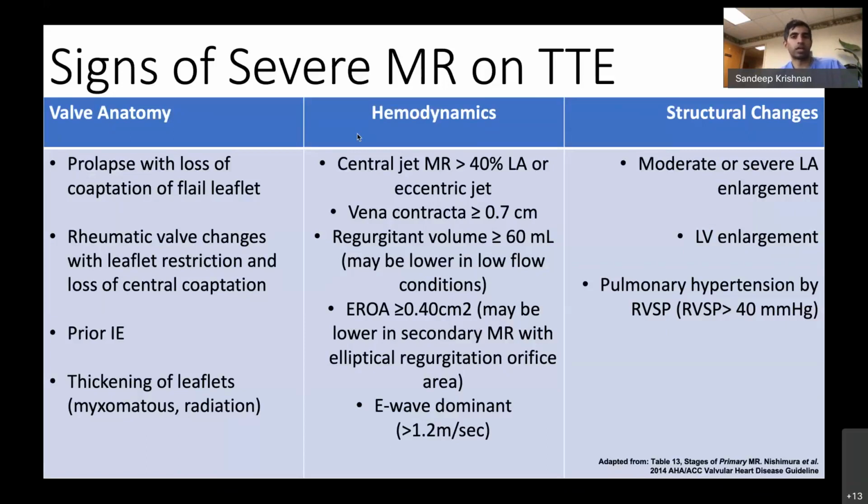Here, obviously, this whole slide kind of tells the story that it's much more complicated. Structural changes are also important. If you are calling something severe MR, there should be some left atrial dilation that goes along with it. Now, I see a lot of echoes where you guys are measuring the left atrium.